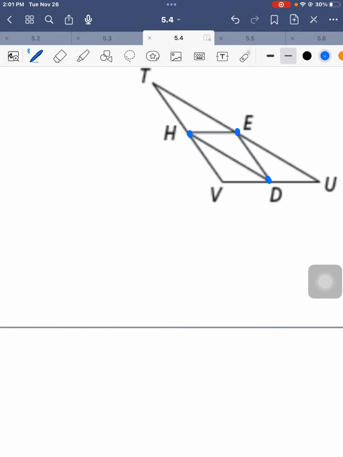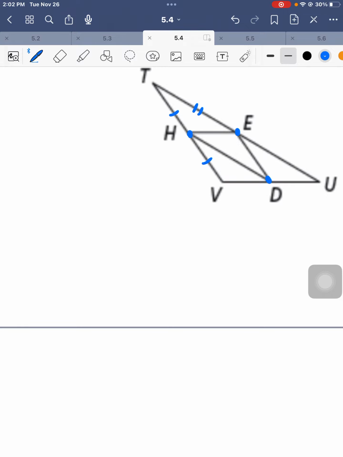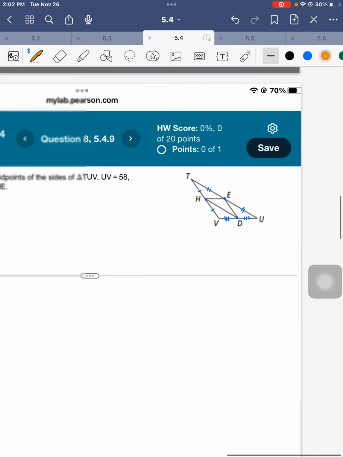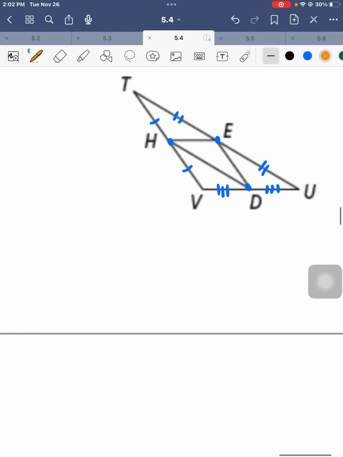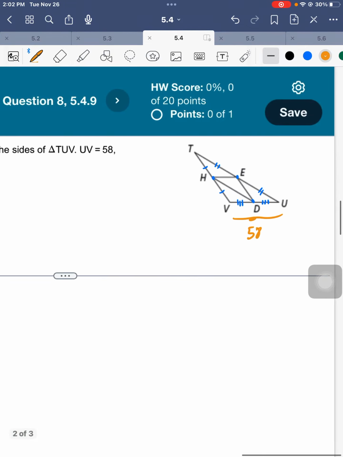Now, why are they telling us that? They're telling us that so we can safely assume that all of these are midpoints. H, E, and D are all midpoints. So if H, E, and D are all midpoints, what does that make HE, ED, and HD? It makes them midsegments. So now let's see what else they give us. UV is 58. So UV, this whole thing, is 58. TV is 72.